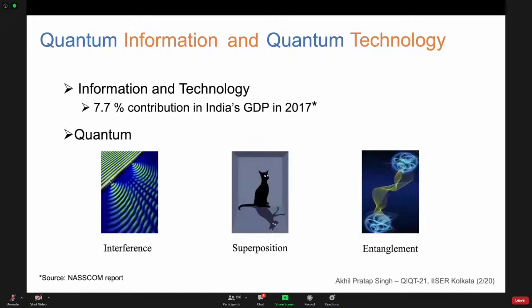But what makes this summer school and this topic in general very special is when we merge this with quantum. As we all know, quantum brings very distinct features, some of which we don't see any classical analog to. Quantum physics has special features like interference, superposition, and entanglement. So what we aim to achieve is to combine quantum with information and technology to make quantum computers and quantum information and technology more robust, secure, and fast as compared to their classical counterparts.